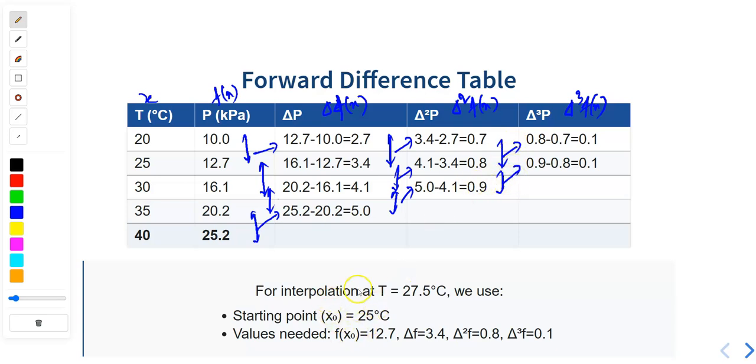Now, for interpolation at T equal to 27.5 degrees centigrade, the starting point is this, and then we will take this value, this value, this value and this value. Using those values in the formula, we will calculate the vapor pressure.